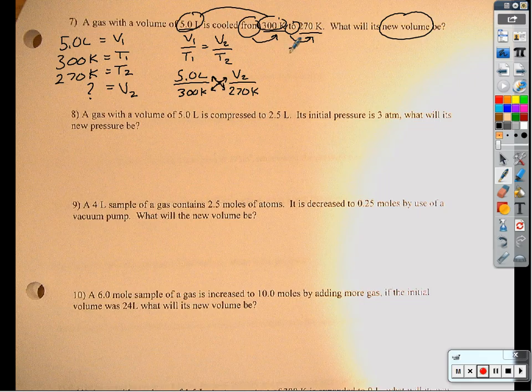So we have 5.0 liters times 270 Kelvin equals 300 Kelvin times V2. Simplify the side we've got. We can simplify this side of the equation by multiplying 5.0 times 270. That's 1,350. And it would be liters times Kelvin, because that's what we did. We multiplied. We haven't done anything to this side of the equation yet, so it's still 300 K times V2.